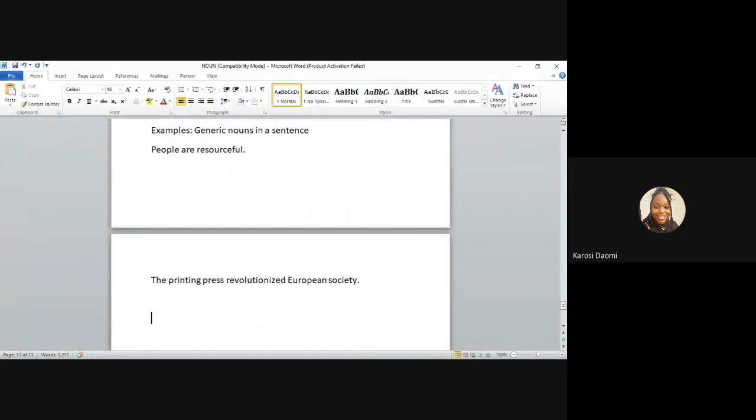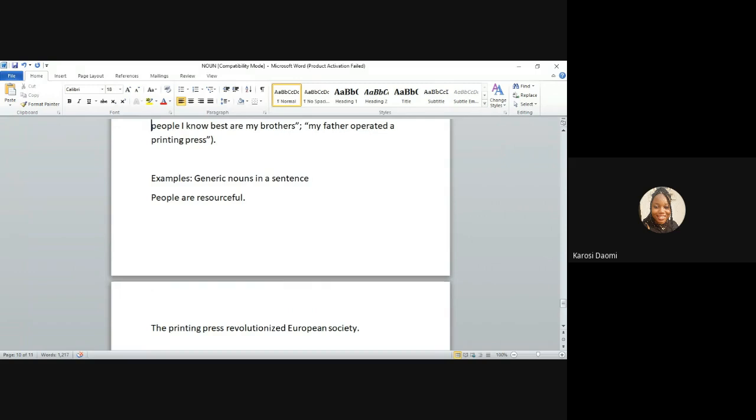So you have people, you have father, you have brother. The example here: people are resourceful. People are resourceful. So people there is the generic noun. Then you have: the printing press revolutionized European society. So printing press is general. I mean, it's not specific.